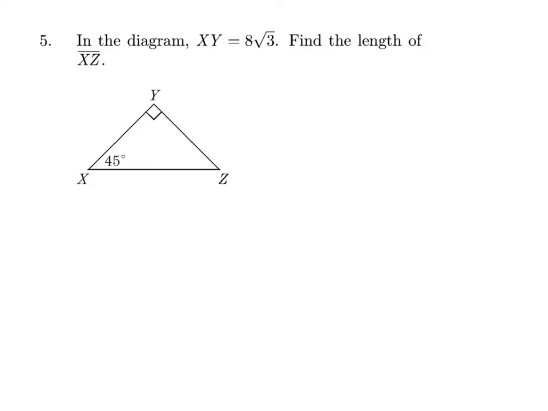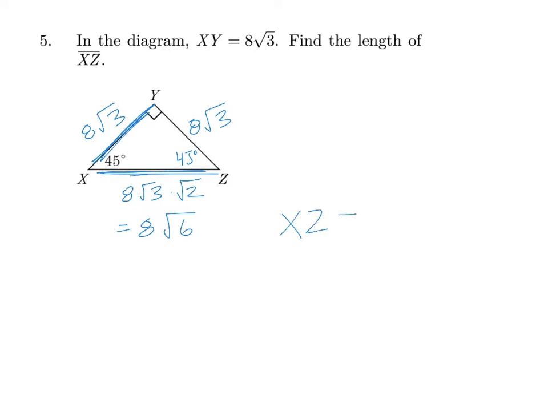All right, in the diagram, XY is equal to 8 square root of 3. Find the length of XZ. Now this is a 45, 45, 90 triangle. So I know this is 8 square root of 3 as well. Now what do you do to the leg of a 45, 45, 90 to get the hypotenuse? You multiply it by the square root of 2. Now what's the square root of 3 times the square root of 2? That's the square root of 6, and you can't simplify that. So XZ is equal to 8 square root of 6. Done.